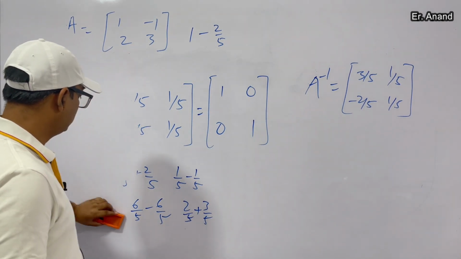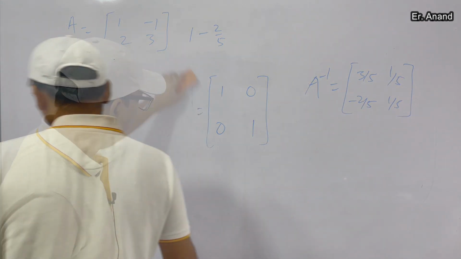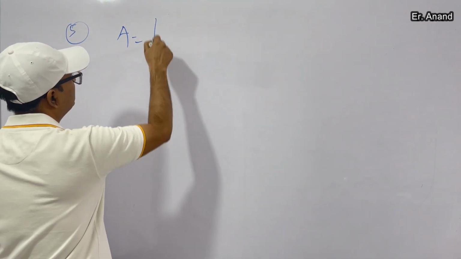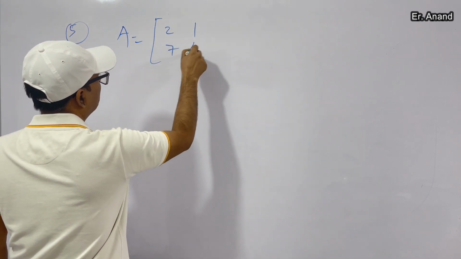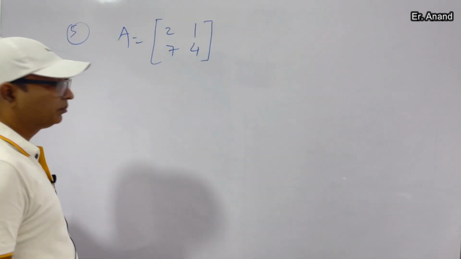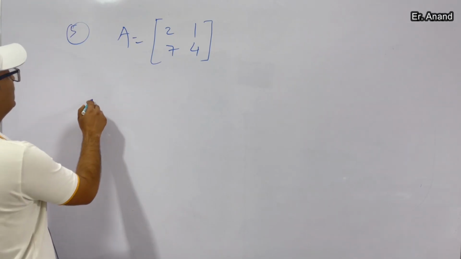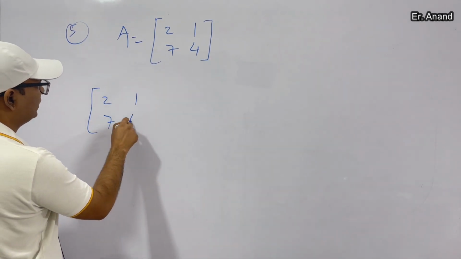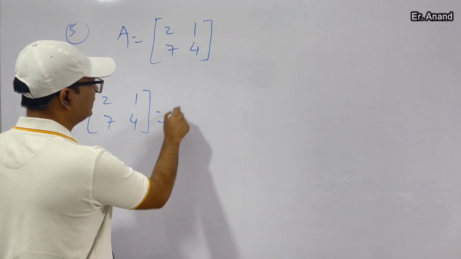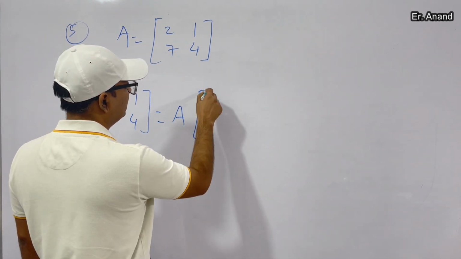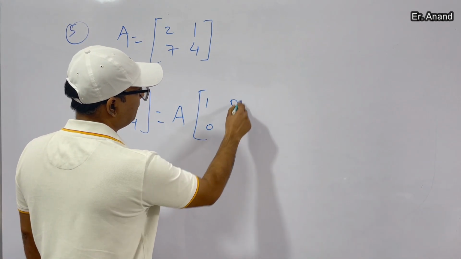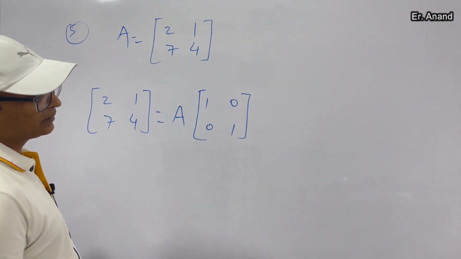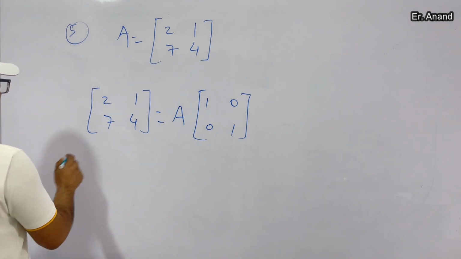So this was question 1. Let's say question number 5. 2174. Our matrix is 2174. Now let's do it by column transformation. So how we'll write? We'll write A 2174 equal to this time A first and then I. So this is, now here what we'll do? We'll do column multiplication only, column operation only.